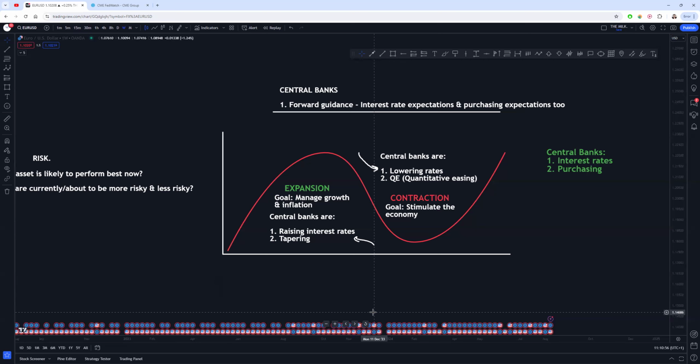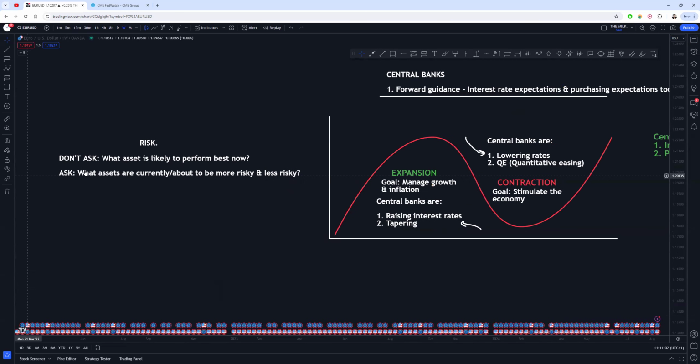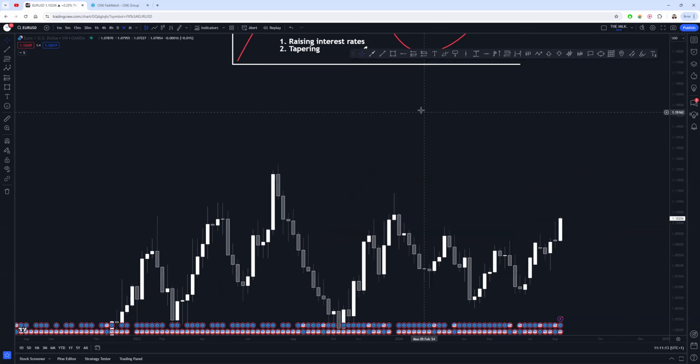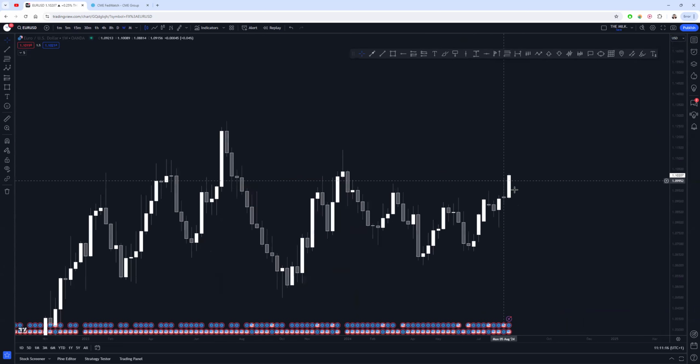But anyway, guys, I know this has been kind of a lot of information. Some of it may be new to you, some of it may not. But the key thing is to always ask the question, what assets are currently about to be more risky and what assets are currently about to be less risky? Because money will flow towards the less risky. This is another reason for things like Euro USD right now. Just not looking at Euro at all, USD expectations have been getting weaker of late, which has been a big reason for this boost in Euro USD.